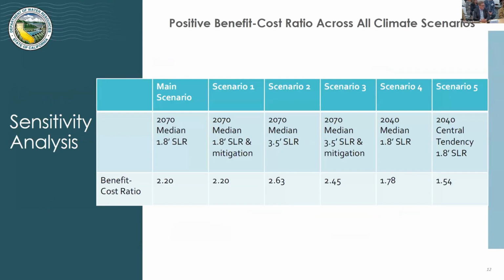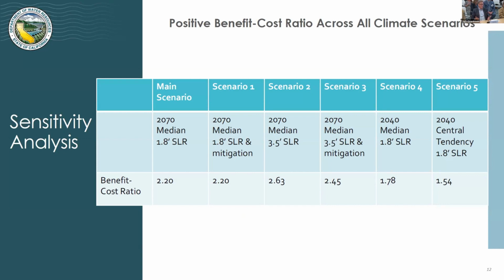So again, bottom line here, comparing the monetary value of costs and benefits, our conclusion is that in our main scenario, where we're looking at 2070 climate conditions with 1.8 feet of sea level rise, benefits outweigh costs by a ratio of about 2.2 to 1. But because there's uncertainty about exactly how the future climate is going to evolve, we look at, like one normally does, a number of scenarios for how climate change might occur and what would be the impact on the economic analysis. So take, for example, scenario 2.